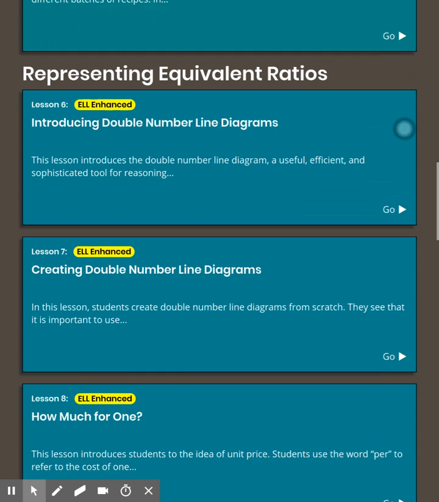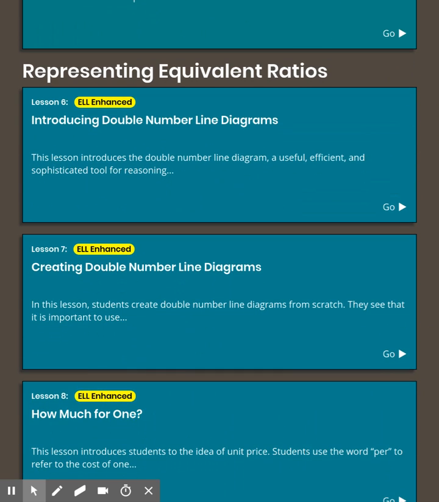When they get into representing equivalent ratios, we move into double number line diagrams. So we go from that discrete representation to a continuous representation, and they take their time by reusing the same contexts that are in the early lessons here. We just add the new representation without adding new context as well.